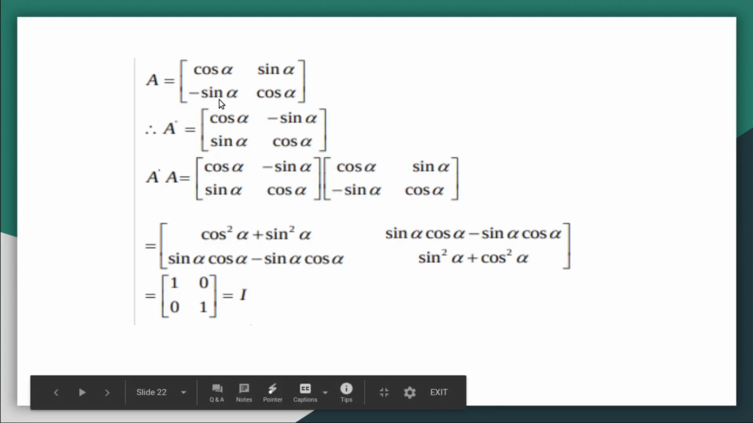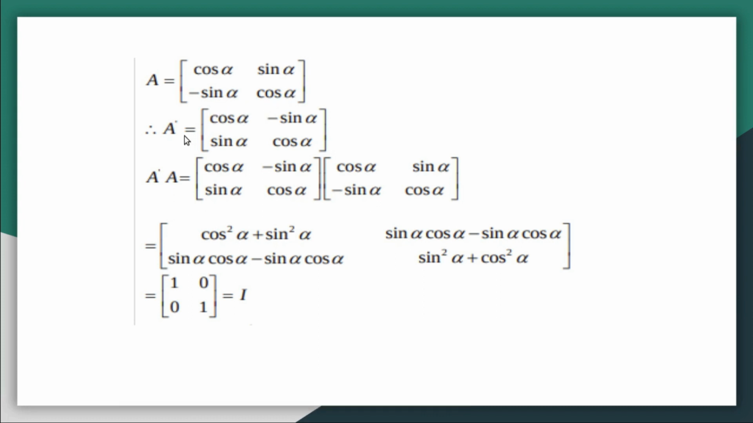A equal to matrix cos alpha sin alpha minus sin alpha cos alpha, then A transpose is, write first row as first column. So first column of A transpose is cos alpha sin alpha, second column is minus sin alpha cos alpha. So A transpose is matrix cos alpha minus sin alpha, sin alpha cos alpha. Now we have to find A transpose into A. So write A transpose, then matrix A.